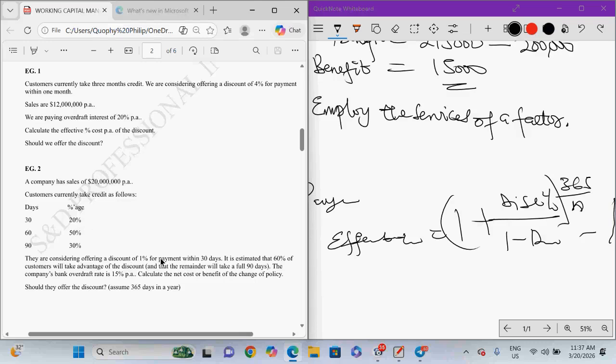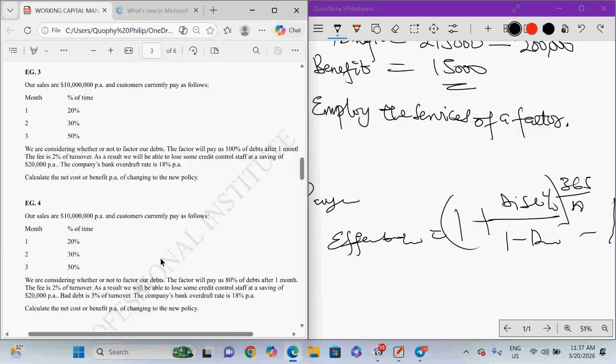So this one, example 4, is the same as example 3. You can see that all the things are the same, right? Just that here we are considering not to factor our debt. The factor will pay us 80% of our debt after 1 month. Look at this one: the factor will pay us 100% of our debt after 1 month.